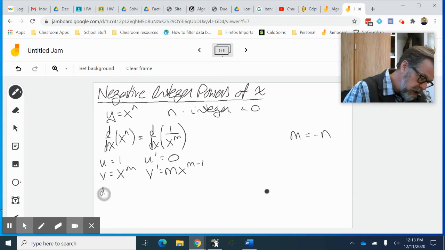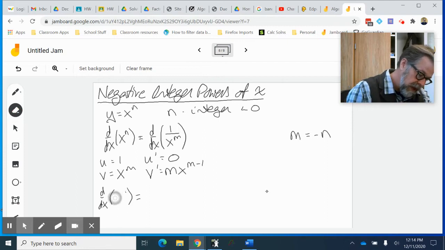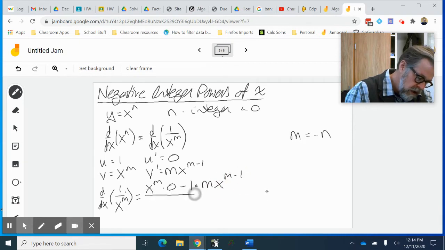So what is the derivative of x to the n? Excuse me, let's clarify that. What is the derivative of 1 over x to the m? Well, using the quotient rule, it is v du, x to the m times 0, minus u dv, 1 times m x to the m minus 1, divided by v squared. Well, let's do some simplification. This is negative m x to the m minus 1 divided by x to the 2m.